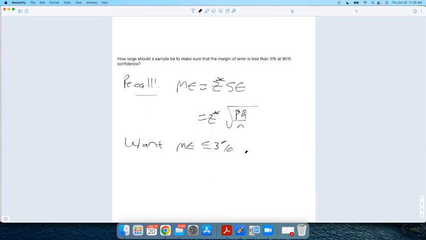So we're just going to solve this for n. Problem is we don't know p hat and q hat. If we knew those, we'd already do the sample. So maybe if we've done samples in the past and we got a good idea what these two numbers are going to be, we could use that. But if we're starting a brand new sample, we don't know p hat and q hat.